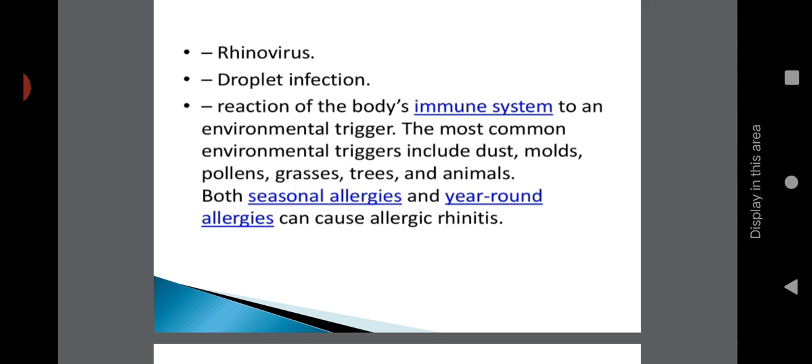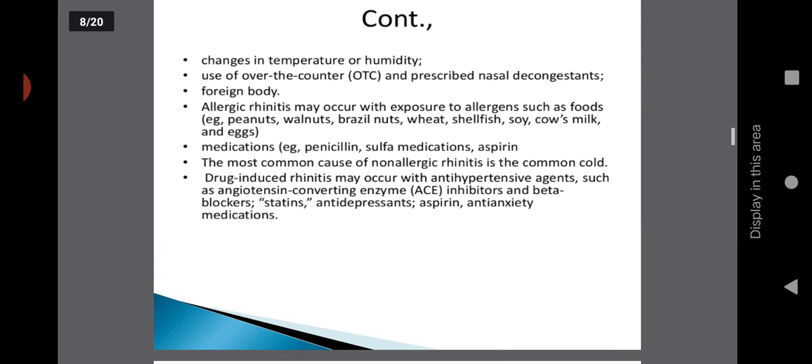So these are the main causes which can lead to rhinitis. Then some of the things we can see: changes in temperature and humidity are also a cause. Then use of over-the-counter and prescribed nasal decongestants. Over-the-counter medicine means the medicine which we directly buy from the medical shop without prescription. Sometimes when we are having fever or some pain, we go directly to the pharmacist and get medication without prescription, that we can call over-the-counter medication.